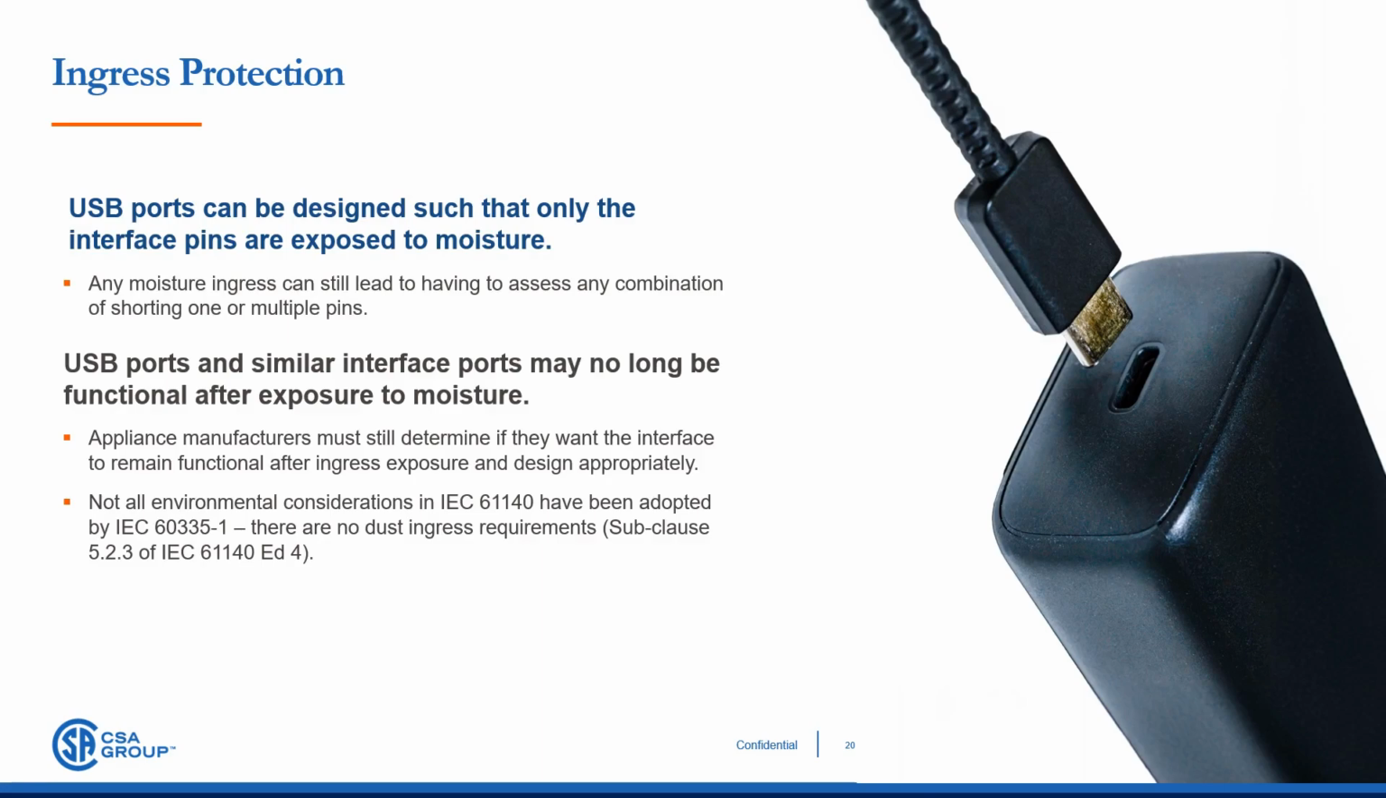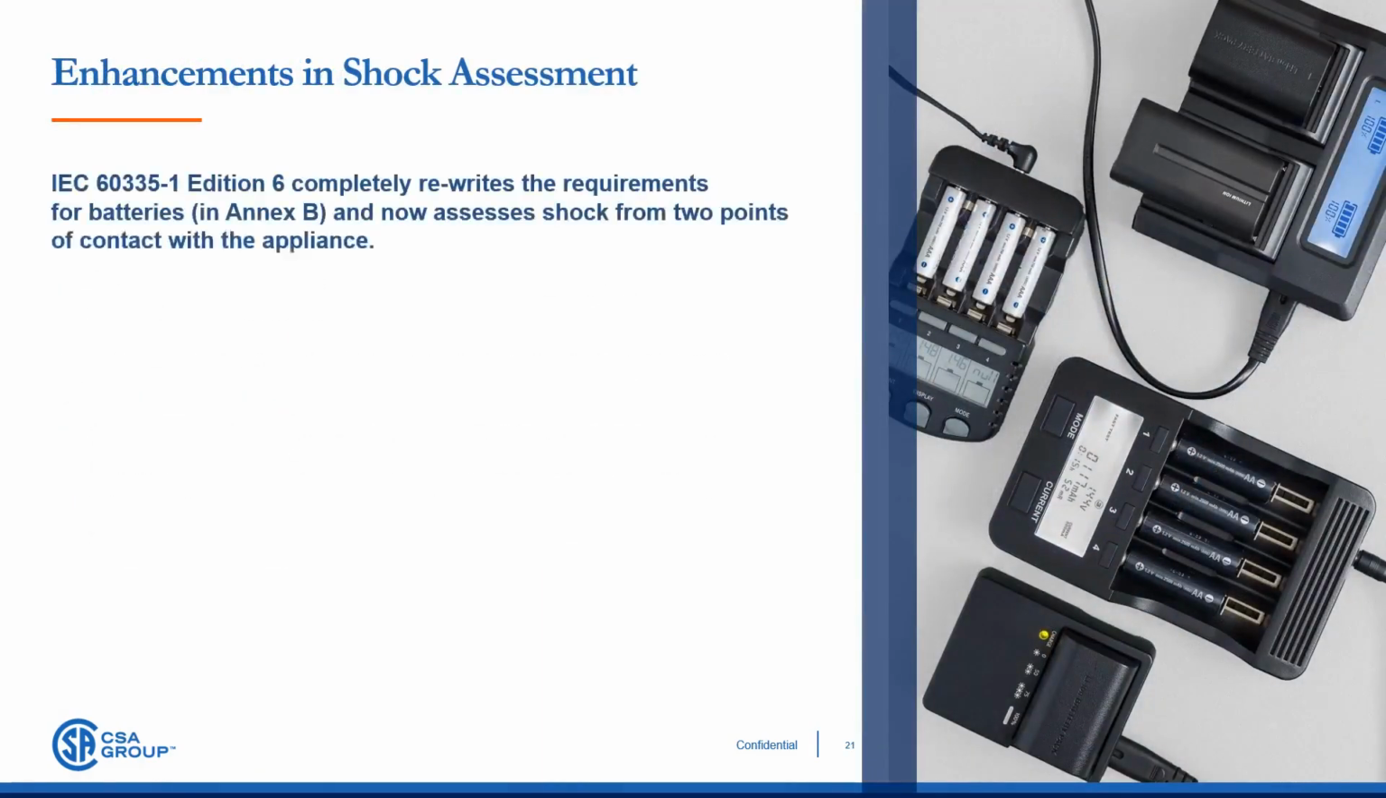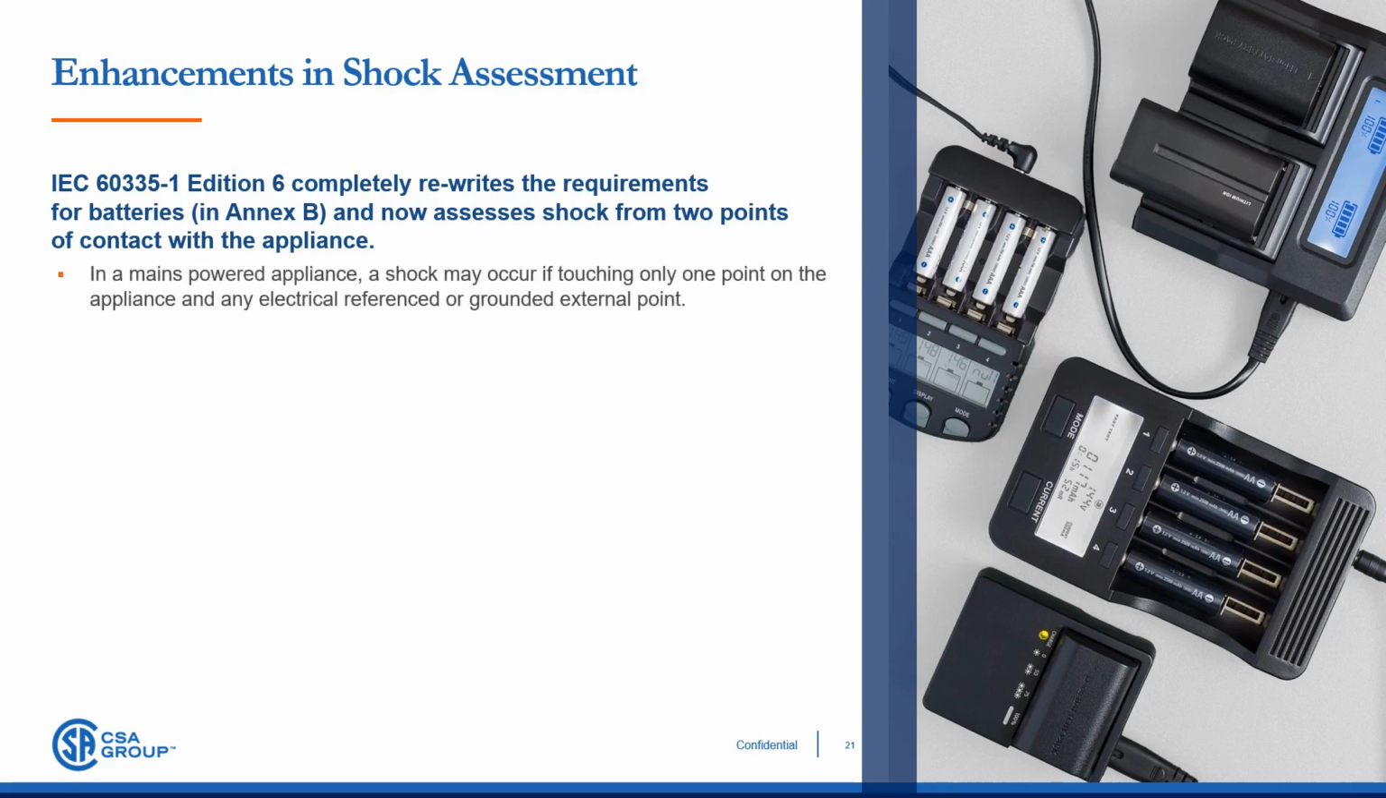One of the most significant changes in the 6th edition of IEC 60335-1 focuses on new battery requirements, particularly the compliance shock assessment of battery-operated appliances. Previous editions of this standard only considered shock from a single point of contact, which does not exist in an electrically isolated battery-powered appliance. The origins of the IEC 60335 series stem from mains-powered appliances, where a shock risk exists from touching any mains referenced live part and any grounded second point, such as a dishwasher enclosure or radiator.